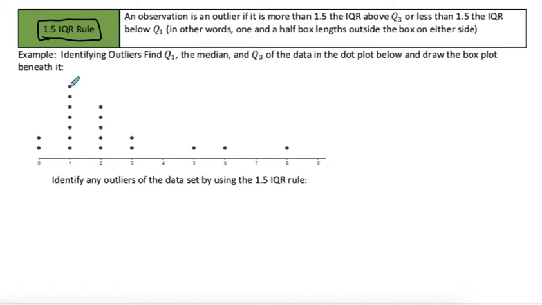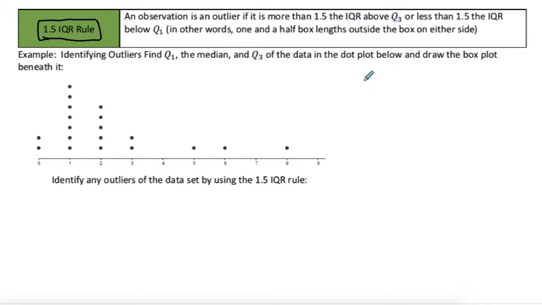In all the free response questions I've read since 1997, about 20 to 25% of them have a free response question that addresses outliers like this. So the way that we use the 1.5 IQR rule, it says an observation is an outlier if it is more than 1.5 IQRs above quartile 3 or less than 1.5 IQRs below quartile 1. In other words, 1.5 box lengths outside the box on either side.